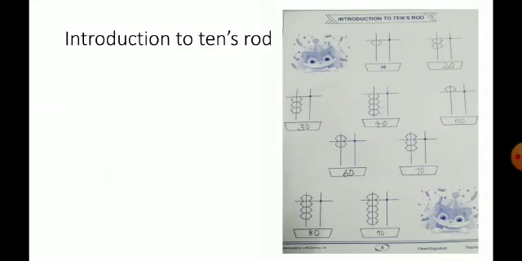In this term, we are going to learn about the identification of beads in tens place. Take page number 5. There we can see the introduction to tens rod.